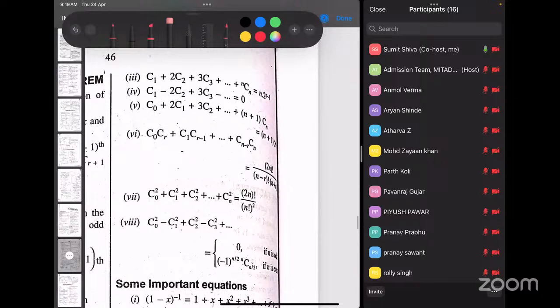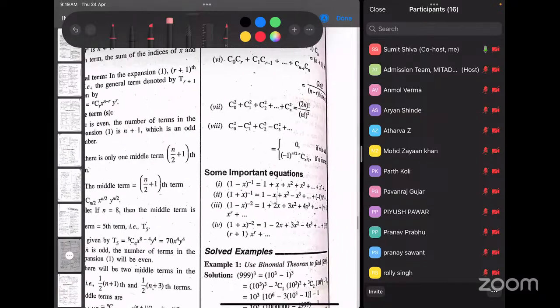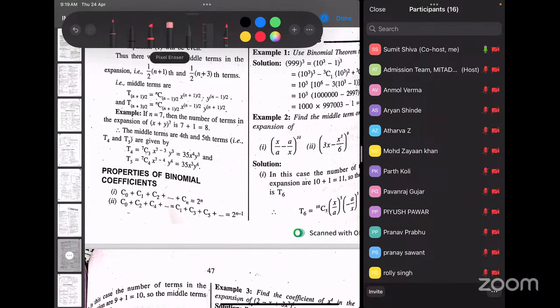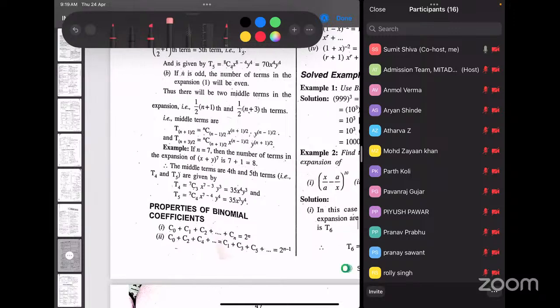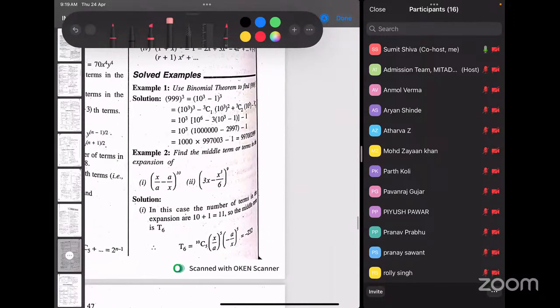Then we have these properties, C1 plus 2C2 plus 3C3 plus dash dash, n times Cn. It will be n into 2 raised to power n minus 1, and so on. You need not remember all these properties. Just remember these two. In your course, questions will be from here. Understood?